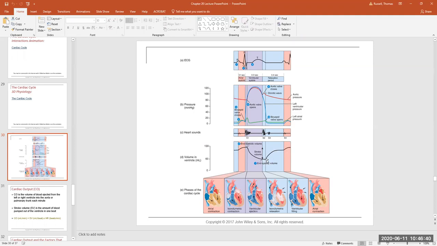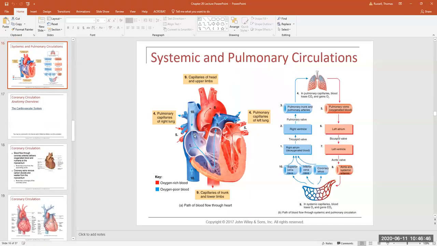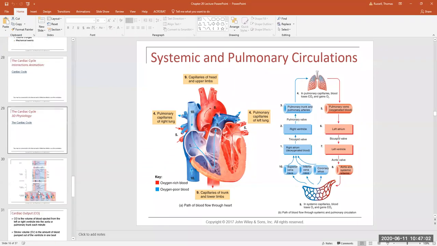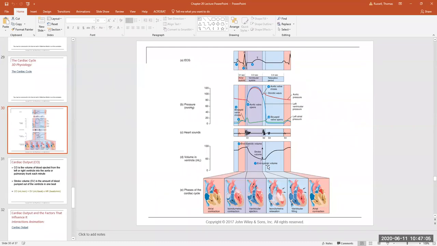All that happened was the AV valves opened and blood came down from the upper atria to the lower ventricle, but the atria are still relaxed. That's kind of interesting. So the ventricles actually gain the majority of their blood during rapid ventricular filling without the atria even contracting yet. And for that reason, when somebody has a pacemaker that goes out, they don't die right away. Just because their pacemaker goes out and their atria can't contract, their ventricles can still gain some blood to pump back out. So that's why that's important.